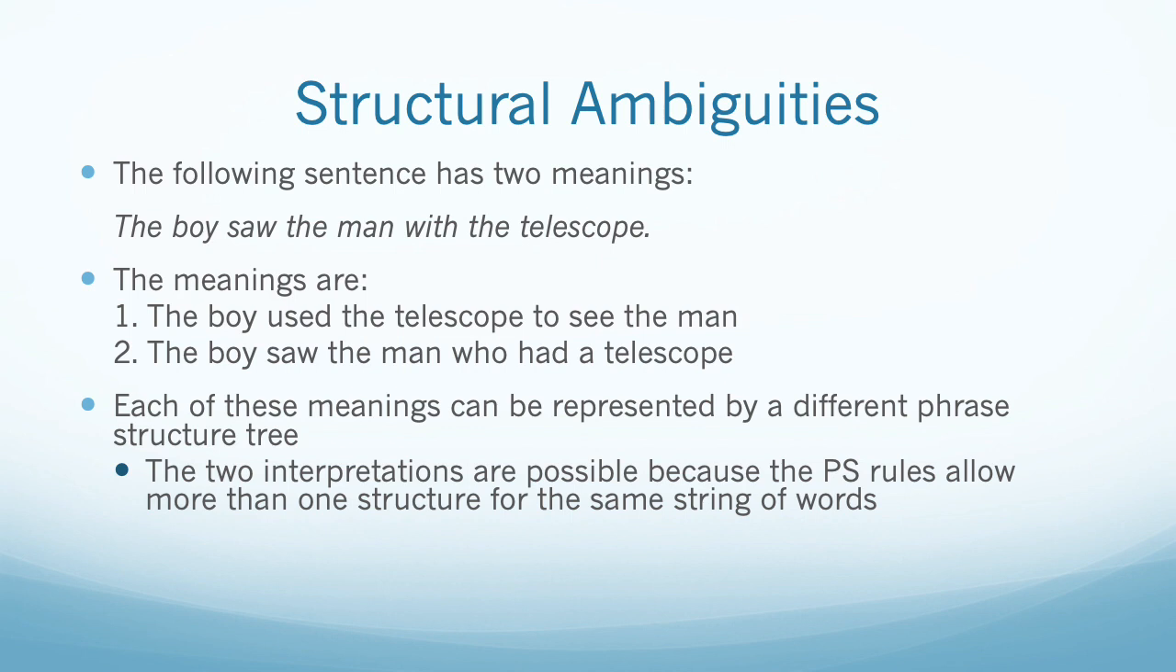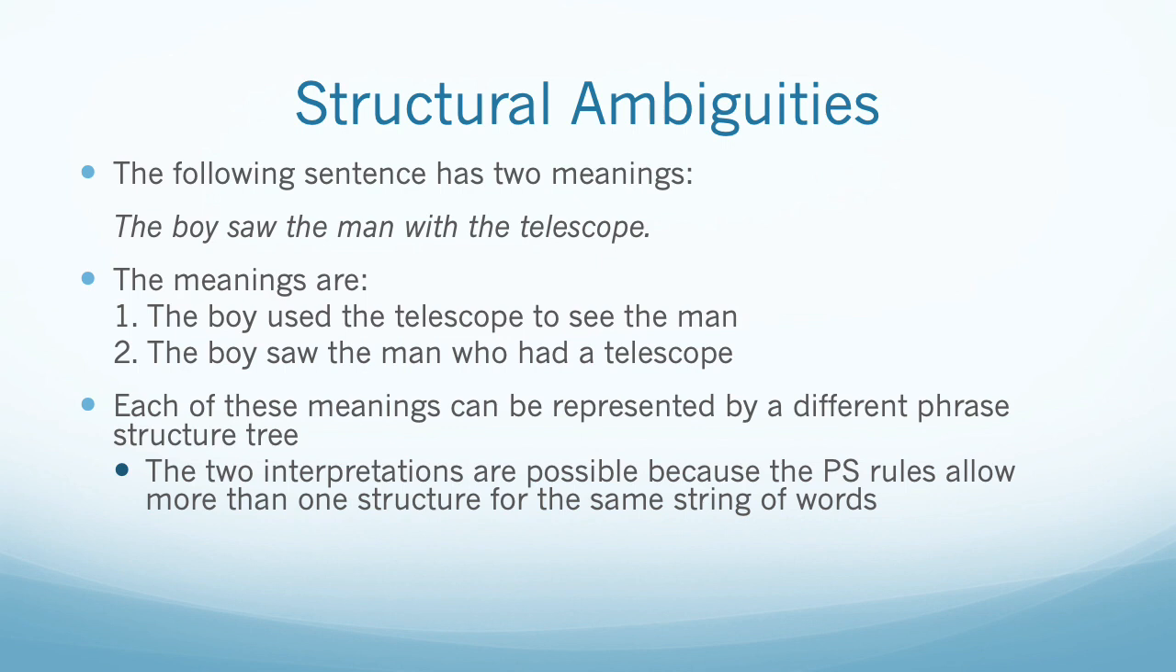So let's take the example, the boy saw the man with the telescope. This has two possible meanings. The first meaning is that the boy used a telescope to see the man. So the boy was the one who had the telescope. The second meaning, though, is that the boy saw a man who had the telescope. So it was the man who was using the telescope. These two different meanings are actually very different and could result in some confusion when you're telling somebody something like this. In this case, it's that the boy has the telescope or the man has the telescope, two totally different people.